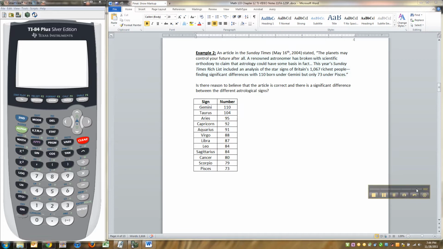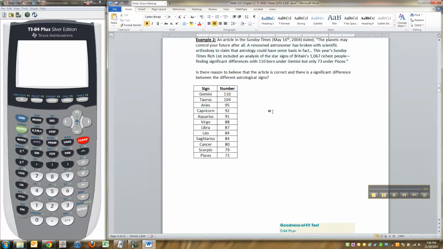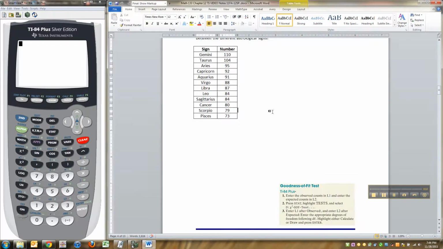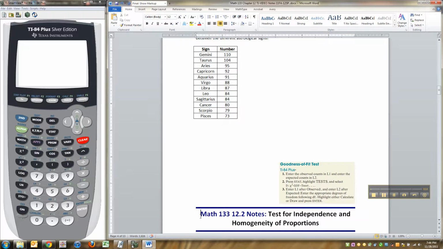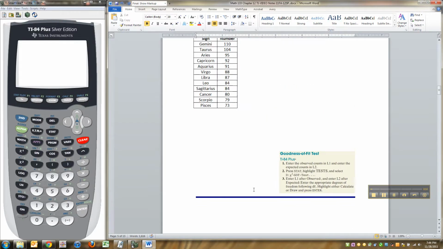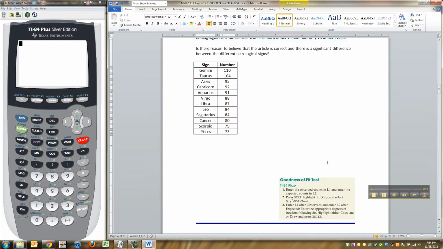Hey there, we're back for more TI calculator tutorials, and I'm going to show you here how to do the goodness of fit test from chapter 12. Now be warned, this is not a test that is available in the TI-83. This is only available in the TI-84, so be prepared for that. Don't be shocked. You can get it for the TI-83, you have to download a program.